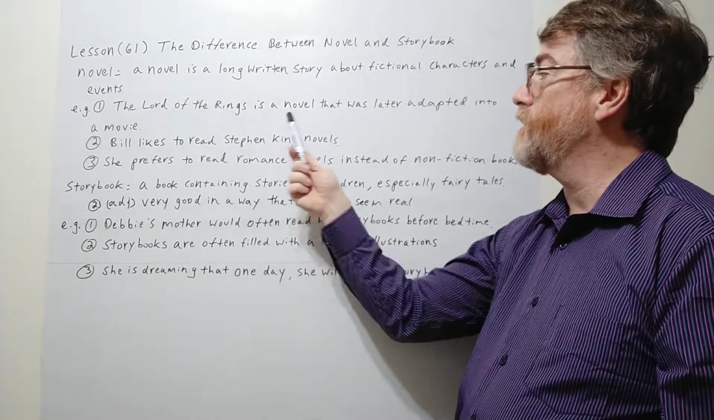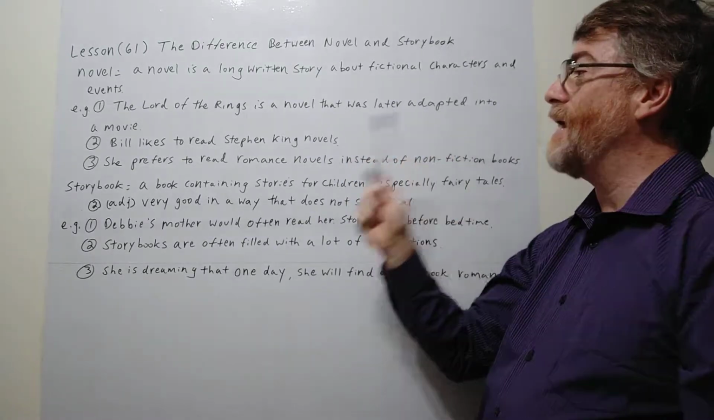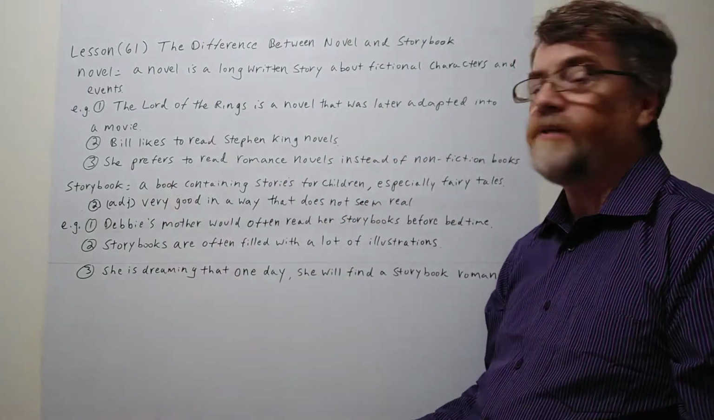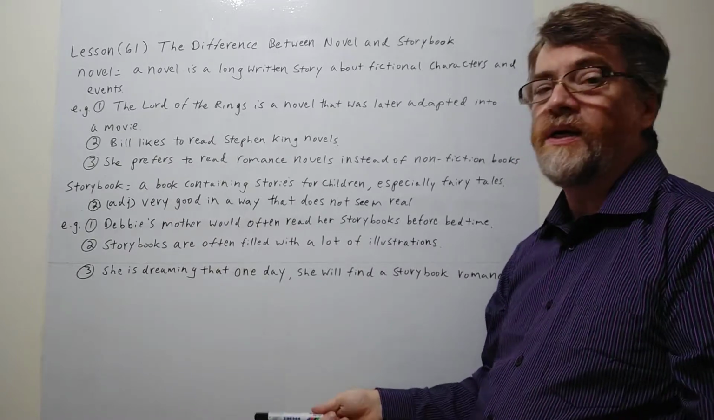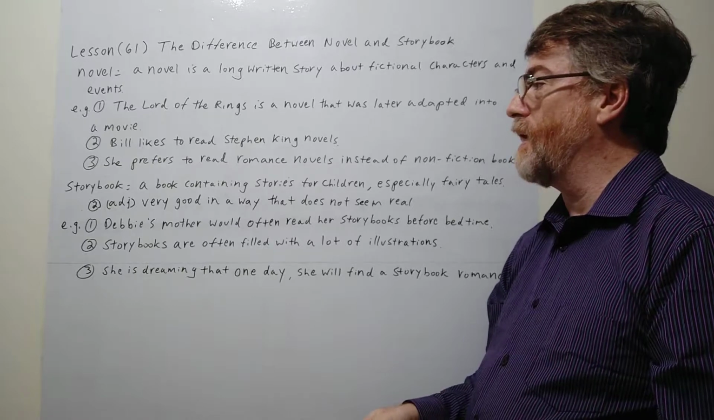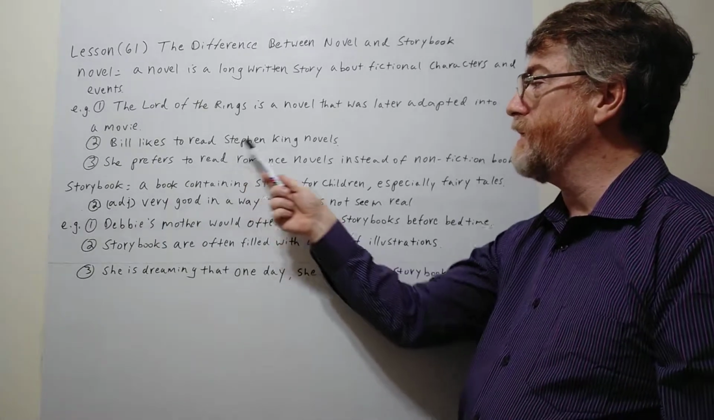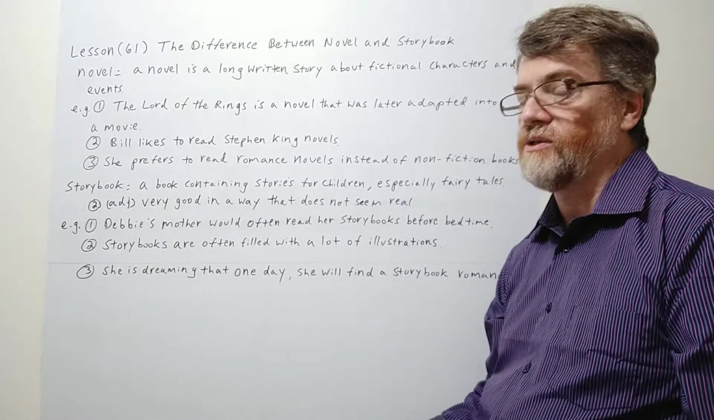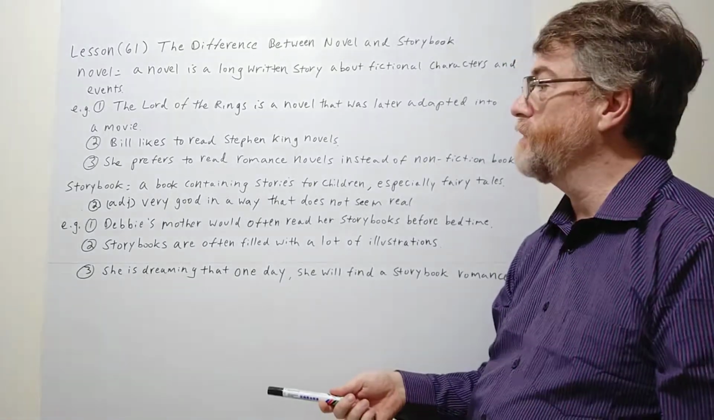The Lord of the Rings is a novel that was later adapted into a movie. Definitely. Actually, there were 3 different novels, and all of them were adapted into movies. Bill likes to read Stephen King novels. Stephen King usually writes novels. He doesn't usually write books based on true stories.